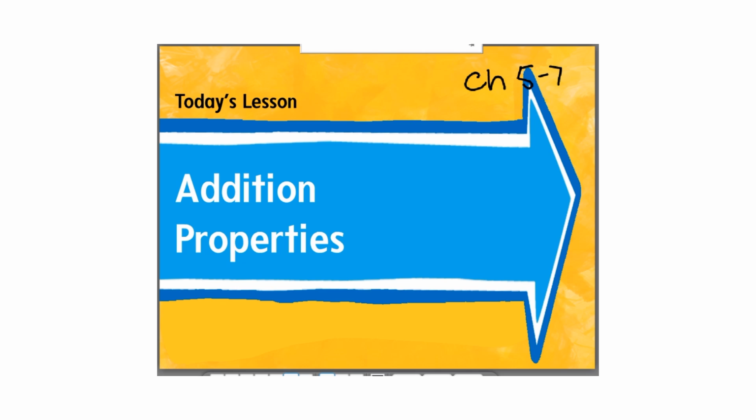Basically, the properties are rules that help you figure out how to solve a problem or what order to solve a problem in. So let me show you what I mean.